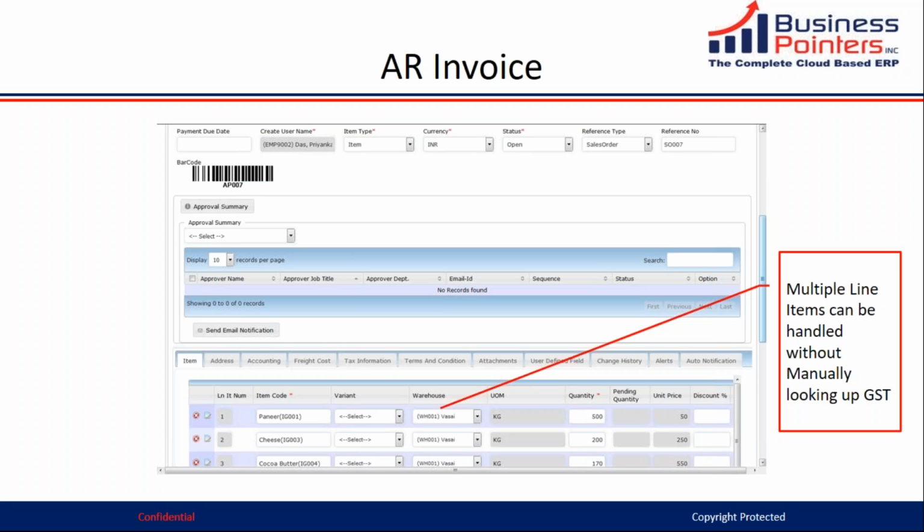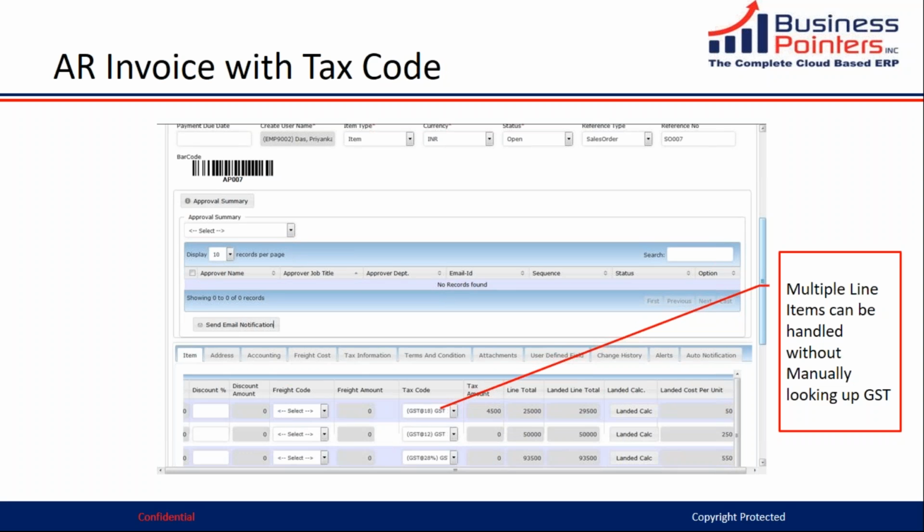The same thing gets carried over by the warehouses, and you can have the tax code by each line item in the AR invoice. And this is that same example where the sales order is being converted into an AR or sales invoice.